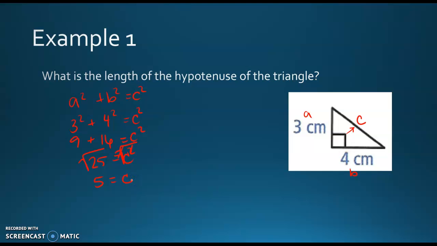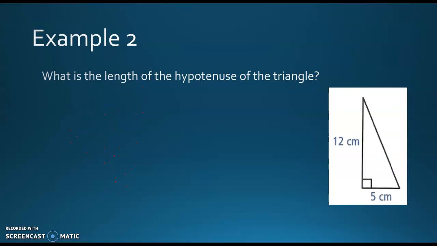C equals 5. Now, in the last lesson we talked about plus or minus, but we're working with triangles, and you can't have a negative side length. It's impossible. So it's just positive. Our answer for this is just positive. All right, so let's do our next example.